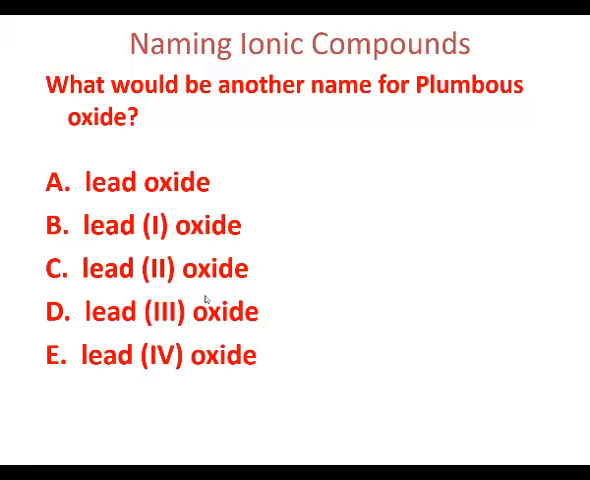If you recall, lead has two possible charge states we predict to be stable, right? We expect either a +2 or a +4. Okay, so if I have plumbous, the OUS ending classically indicates the lower charge state. Okay, so this would be the lead 2 oxide.